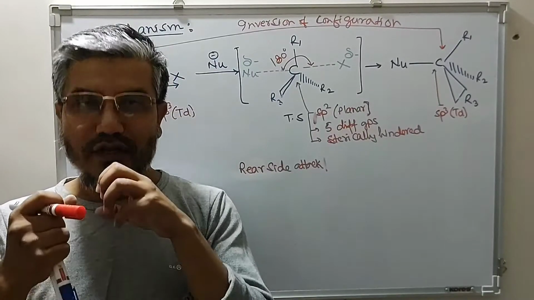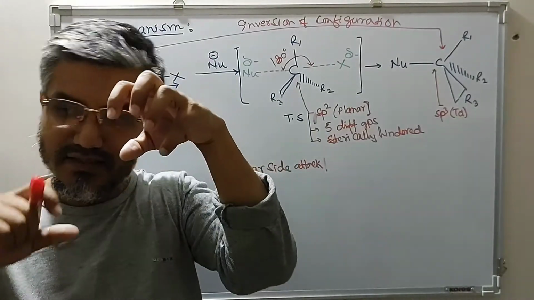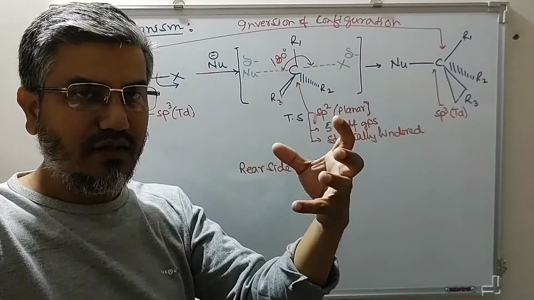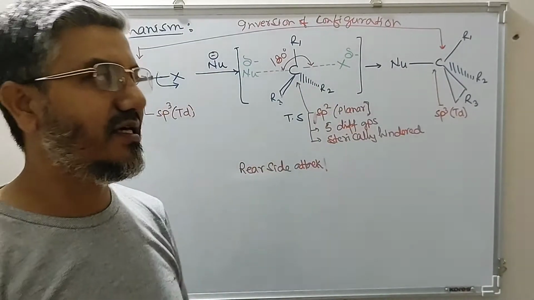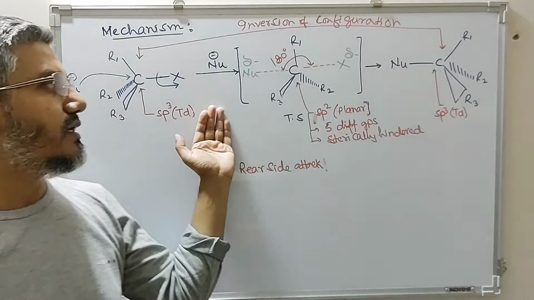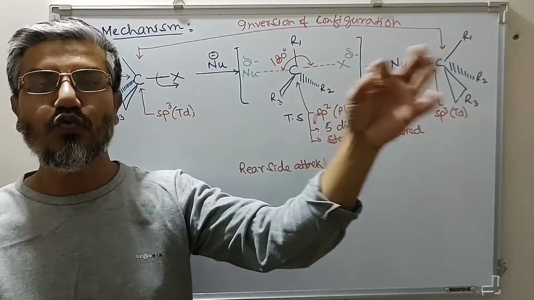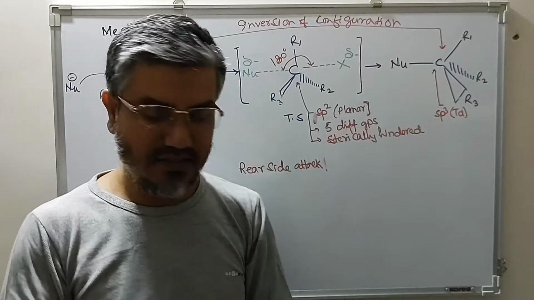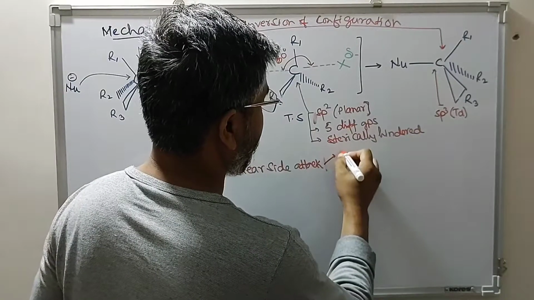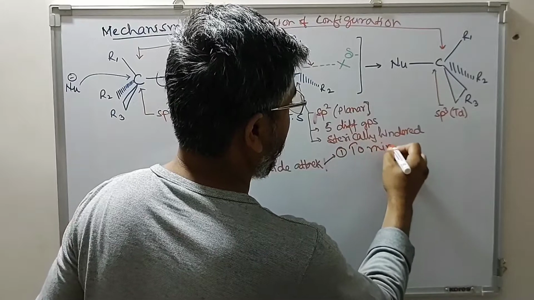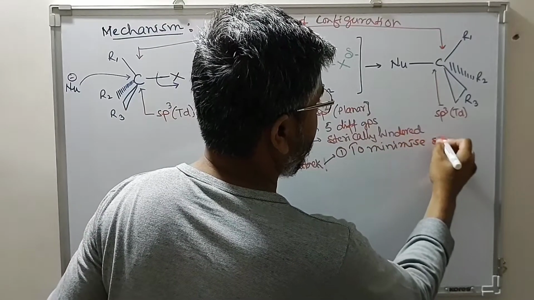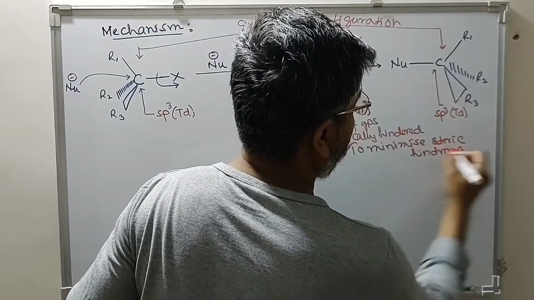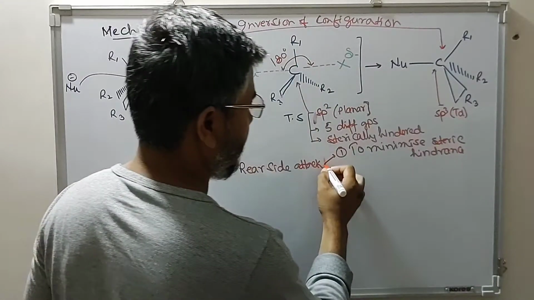No. So when we say this is the coming nucleophile and this is the leaving group, if they are at a distance of 180 degrees, the steric hindrance will be minimum. So to minimize the steric hindrance, the attacking nucleophile and the leaving group should be opposite to each other. So the first point is to minimize the steric hindrance between nucleophile and leaving group.